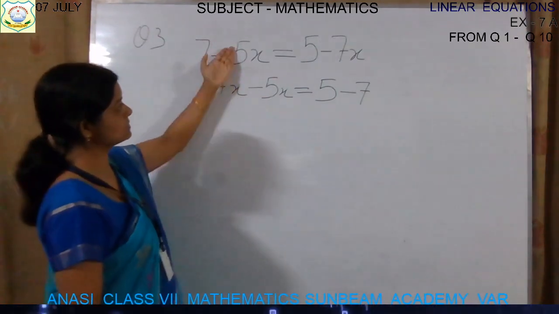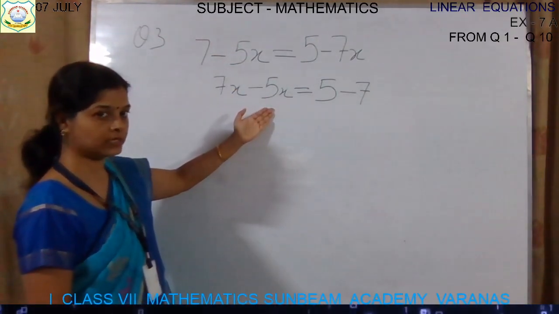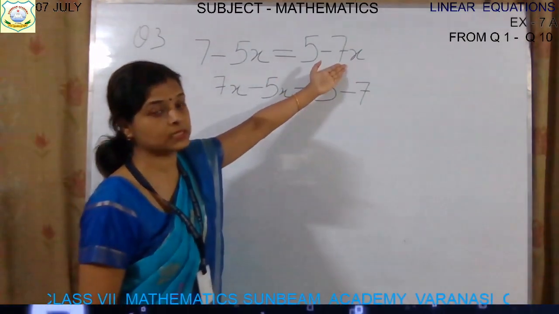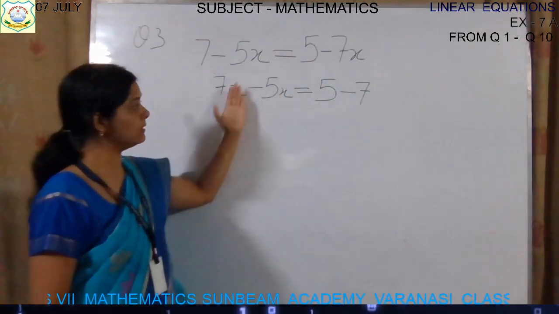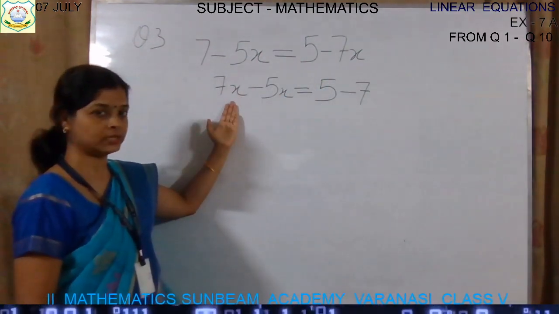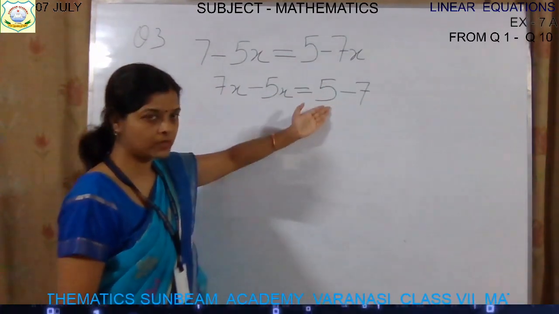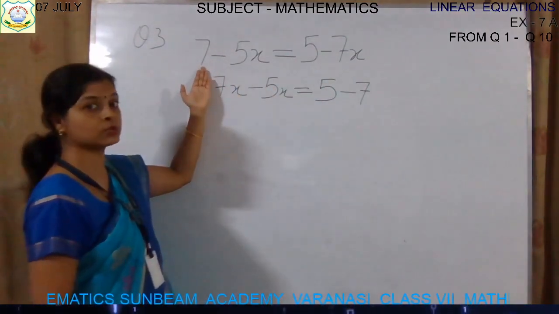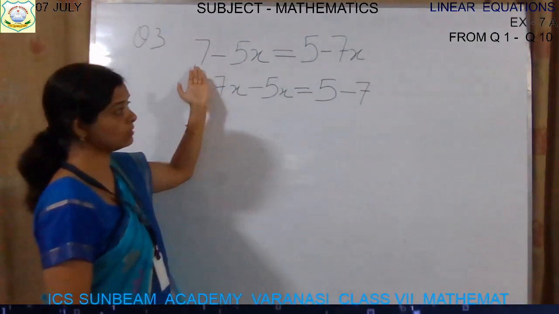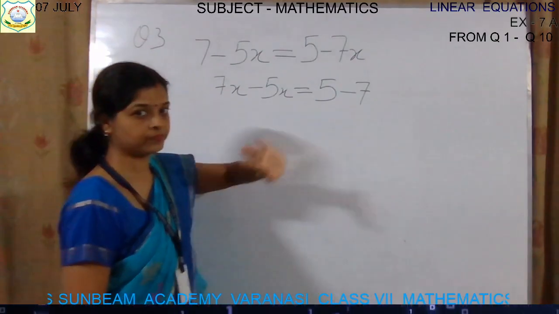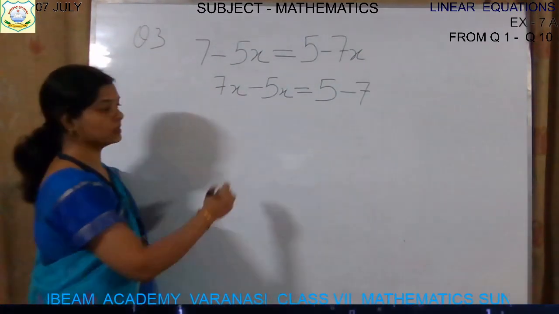Minus 5x is already on this side, so it will be here only along with the sign. When minus 7x is transposed to the left hand side, minus 7x will become plus 7x. Sign will change. 5 is already on this side, so there will be no change. But from here 7 is going to that side, so 7's sign will change. 7 is positive, now it will become negative. Children, clear? Now let's solve for this.